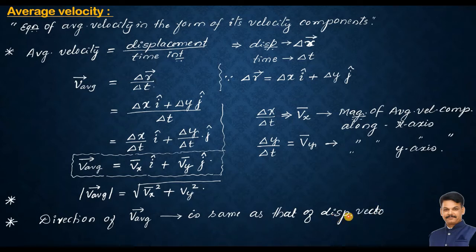Whatever is the direction of the displacement vector, in the same direction the average velocity will be taking place. Like this, we come to know what the magnitude of the average velocity is, as well as what the direction of the average velocity is. Hope you got this.